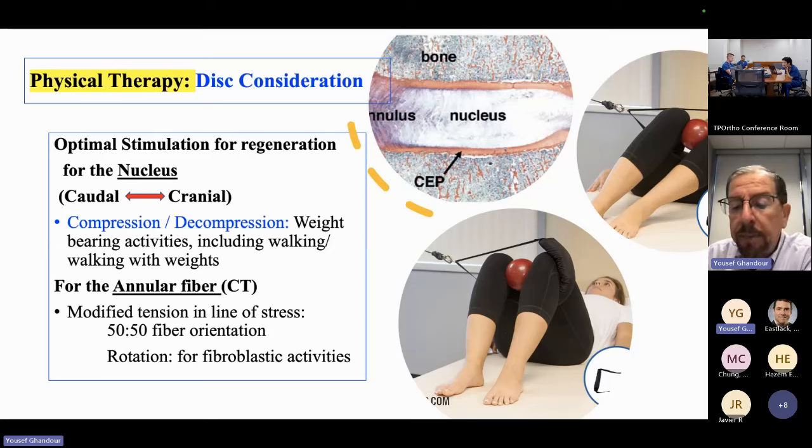And that's something that happens over many, many weeks of therapy, and we'll continue to work with that. Early on, we progress from non-weight bearing to weight bearing, depending on the symptomology and the tolerance for that.